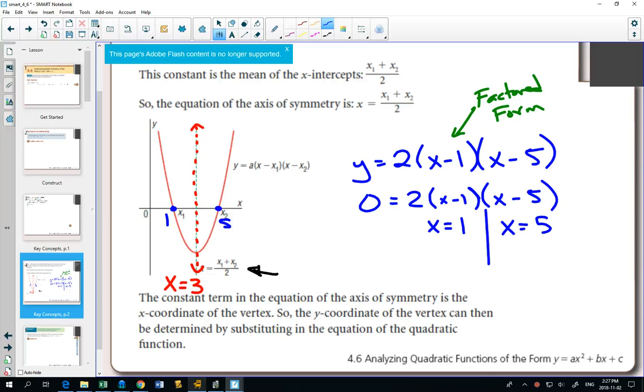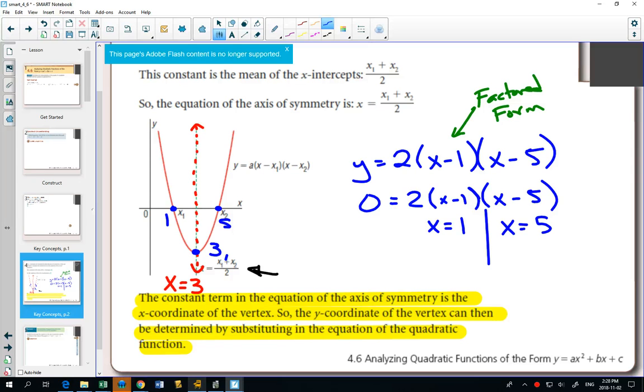And then once you have your axis of symmetry, and this might be something you want to highlight, this is what I have on the bottom of my page here. This is on page 302 for you. The constant term in the equation of the axis of symmetry is the x-coordinate of the vertex. So we now know that our vertex is 3 comma something.